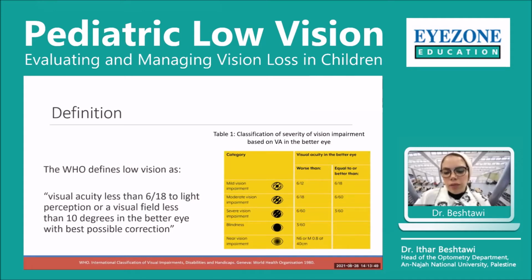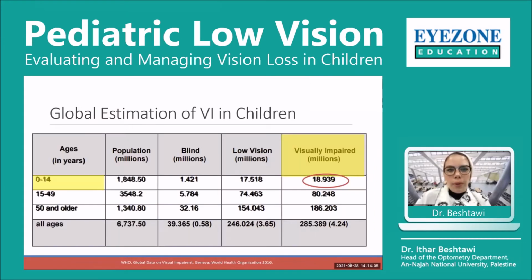And if the visual acuity is between 6/18 to 6/60, it's considered moderate vision impairment. And if it is between 6/60 to 3/60, it is considered severe visual impairment. So before we continue, let's ask ourselves a question. Is it common to have visual impairment in children?